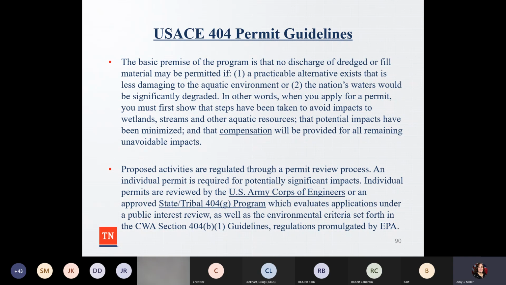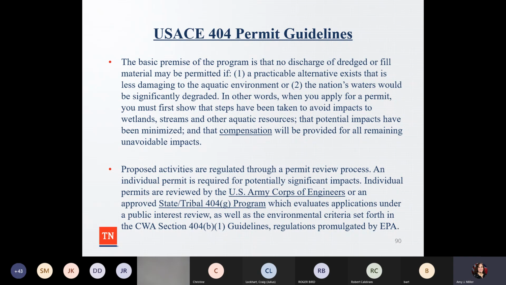The potential impacts have been minimized, and net compensation will be provided for all remaining unavoidable impacts. So it kind of reminds me of Executive Order 11988, where if there's a development coming, are there alternative sites where it could be out of the floodplain to minimize flood risk? It's kind of the same sort of thing. So if you're going to be doing this, there has to be some alternatives that are explored, and then trying to minimize the impact.